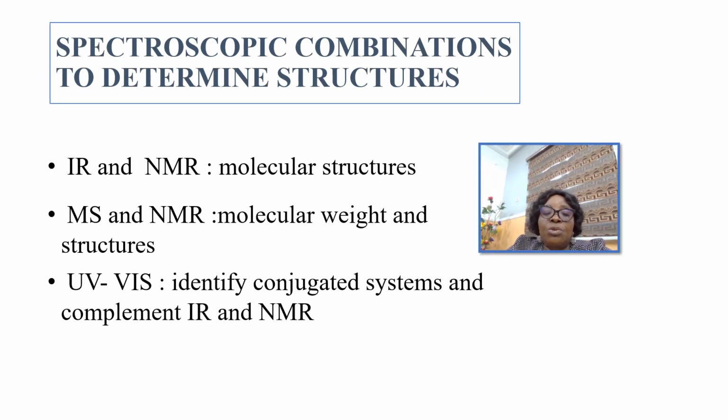Spectroscopic combinations to determine structures. How do you combine different spectroscopies to determine the structures of molecules? You can use the IR and NMR. IR and NMR, which are infrared and nuclear magnetic resonance spectroscopies, are used to determine molecular structures. It's also important that you use the mass spec and the NMR. You can also use them to determine molecular weight and structures of the compounds.